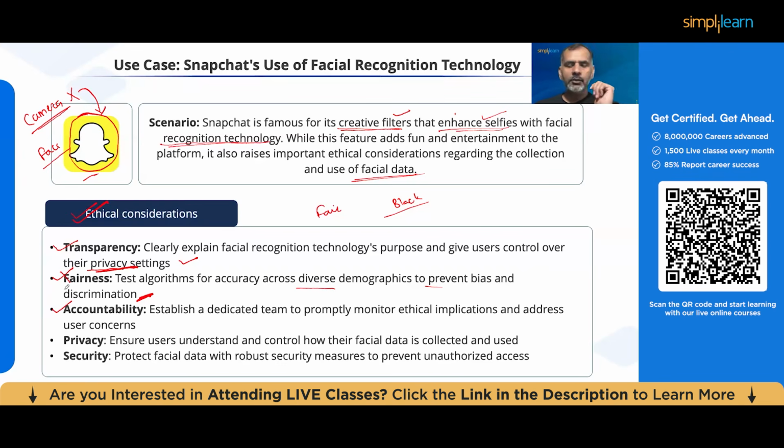Then accountability. It has to establish a dedicated team to promptly monitor ethical implications and address user concerns. This is something I said earlier. You need a point of contact. There should be a point of contact which can address any data ethical issues when these are being raised by the customer or individual.